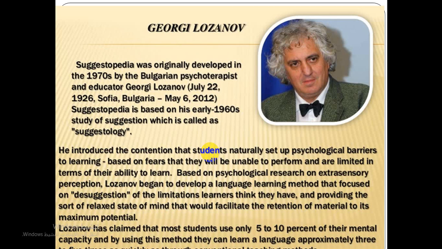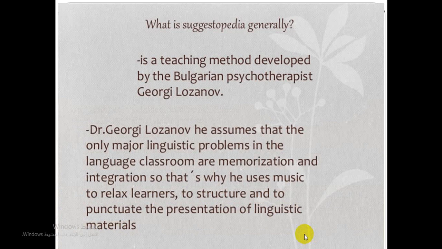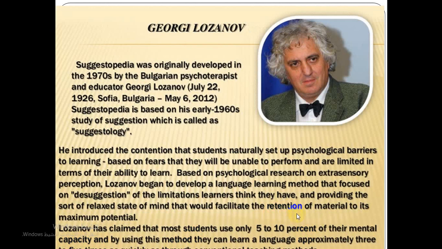Also, Suggestopedia is a teaching method developed by Lozanov. It is used in different fields, but mostly in the field of foreign language learning. Lozanov claimed that most students use only 5 to 10% of their mental capacity, and by using his method, they can learn a language approximately three to five times as quickly. He has claimed that by using this method, a teacher's students can learn a language approximately five times as quickly as through conventional teaching methods.